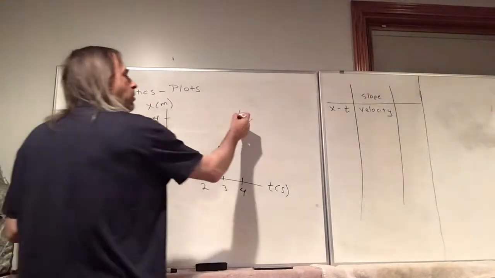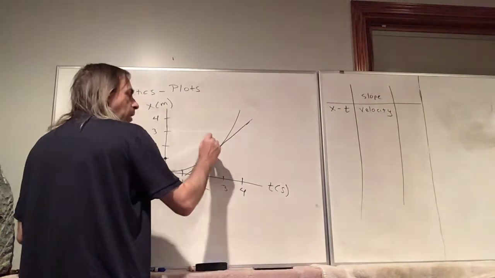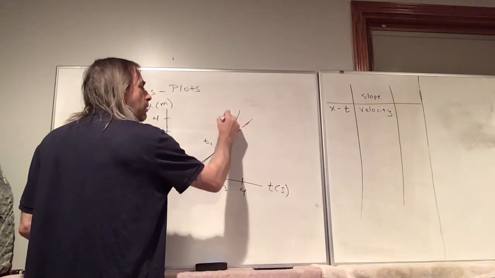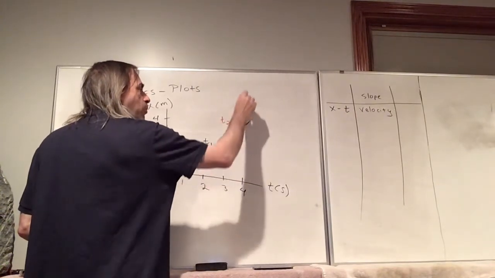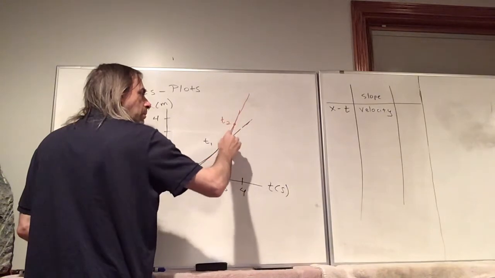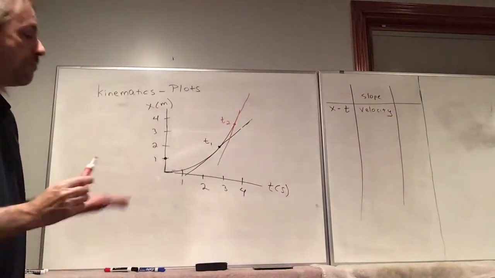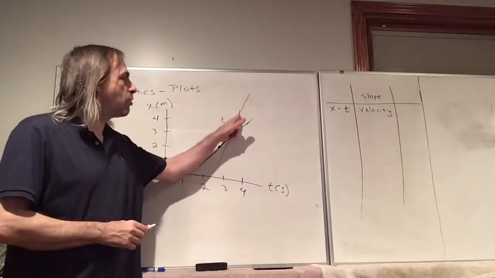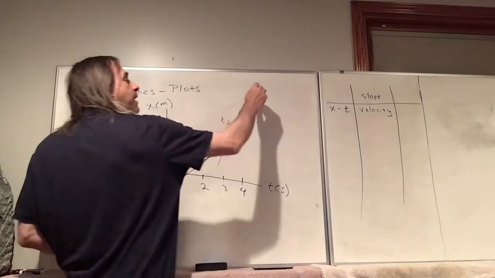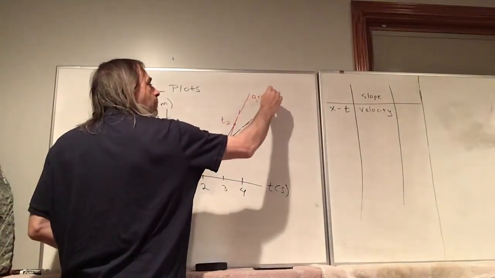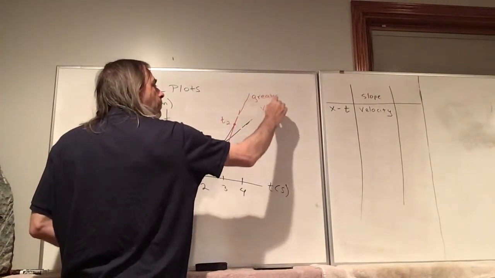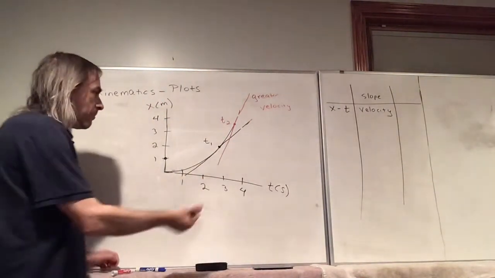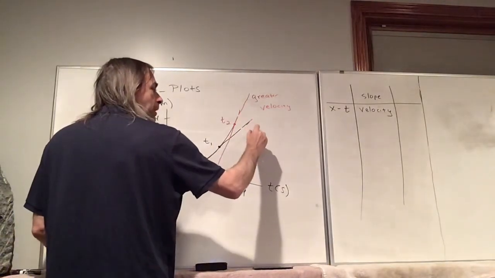I can use a different color. Say this is at time t1. And then at time t2, we're over here. And so the slope, the tangent line for that point at time t2 is going to look like this. And we can see that the slope here is greater, which means that this is a greater velocity. And at t1, this is a lesser velocity.